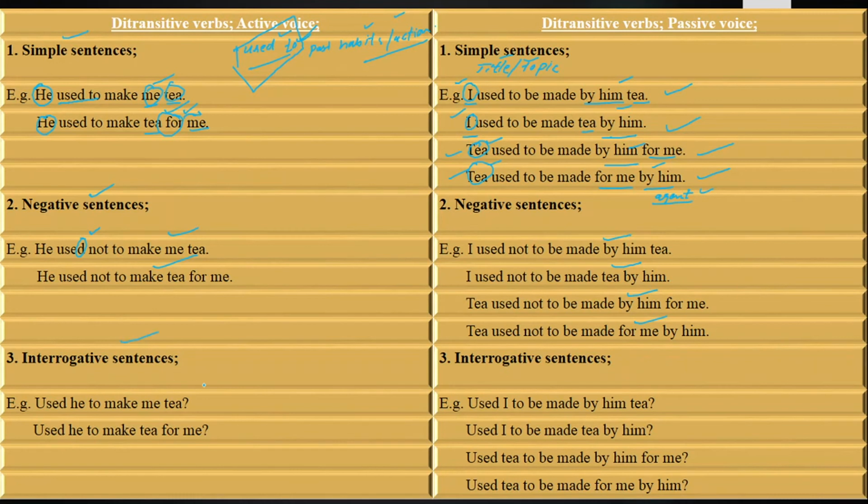Next, interrogative sentences: those sentences in which we ask questions and put queries are called interrogative sentences. Use he to make me tea? Use he to make tea for me? Use I to be made tea by him? Use tea to be made by him for me? Use tea to be made for me by him? So these are the four ways to change them into passive voice.